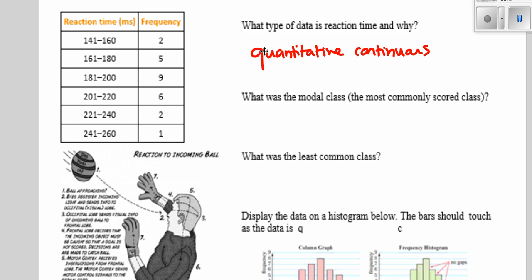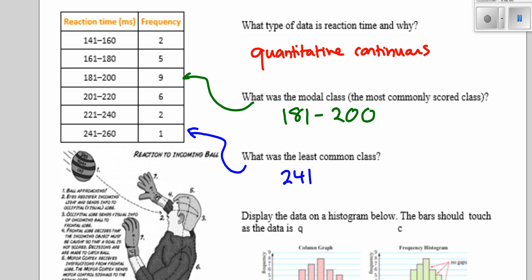According to this little baby, what was the modal class? According to this table of results. How do you know that? Some people will think it's 9, but it's not. It's 181 to 200. Which one has the highest frequency? What was the least common class interval? 241. There's only one person who has an extremely slow reaction time. Really slow reflexes.